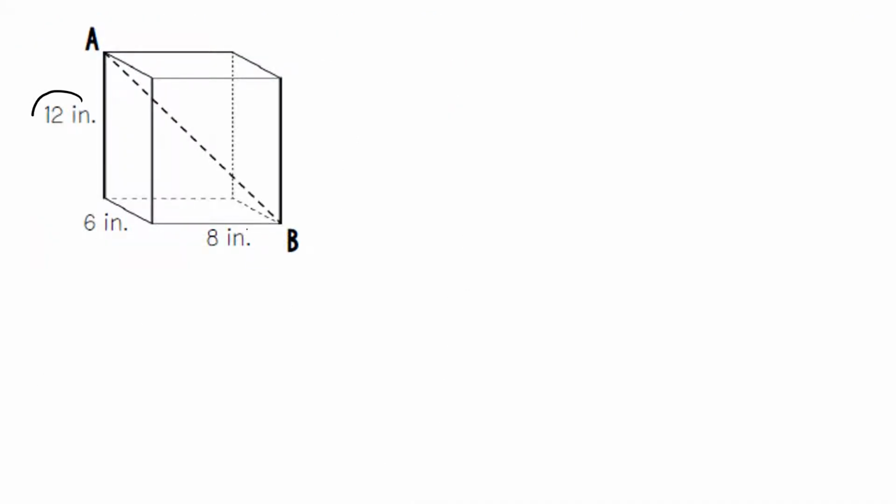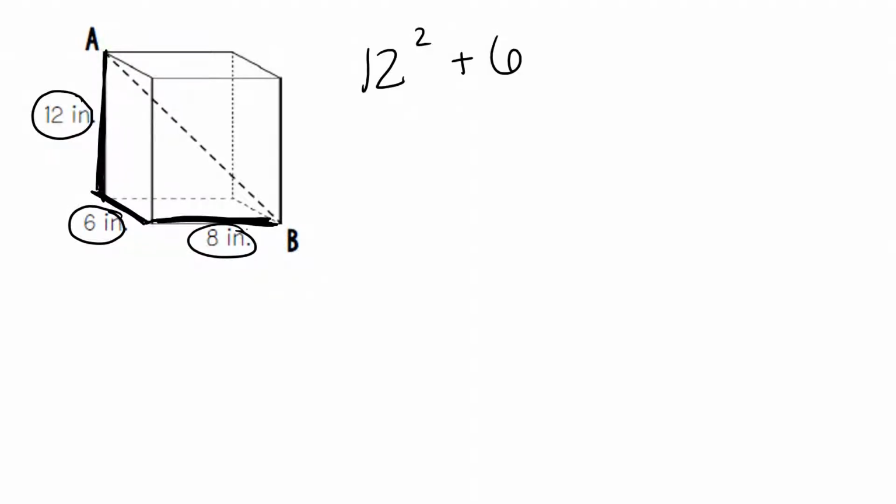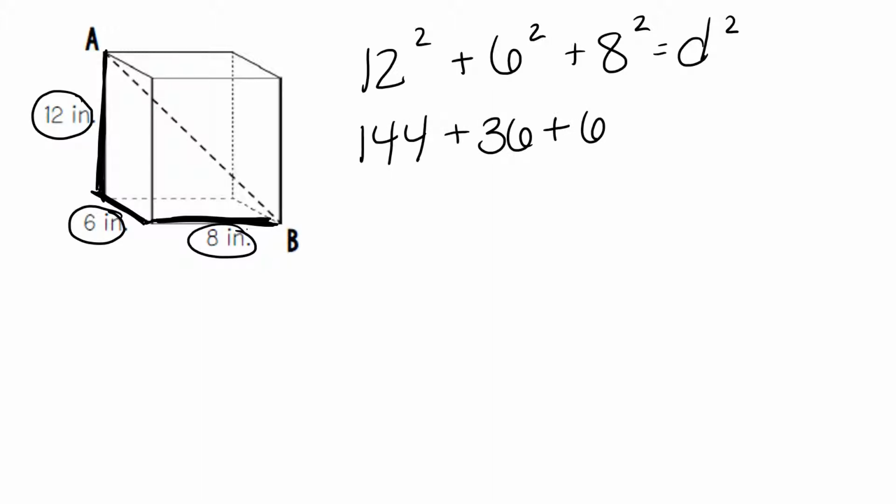We always start by taking our three numbers, 12 representing the height on the back edge, 6 representing the bottom edge going from back to front, and 8 representing the length across the front. Plugging all of those numbers into a modified version of the Pythagorean theorem in any order, it does not matter. 12 squared is 144, 6 squared is 36, 8 squared is 64. 144 plus 36 plus 64 is 244.